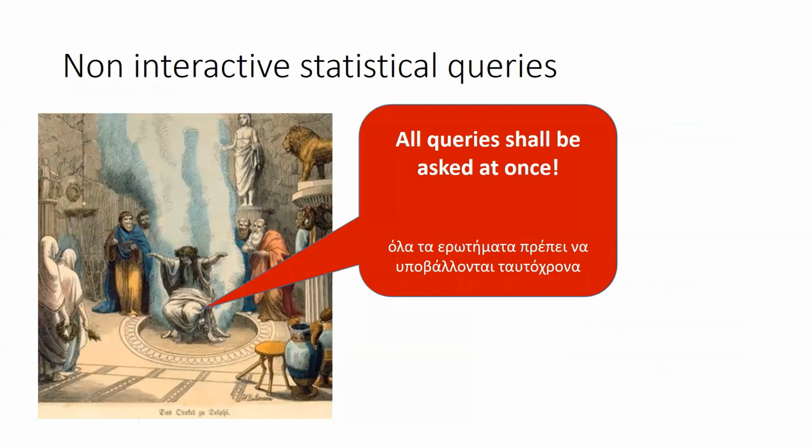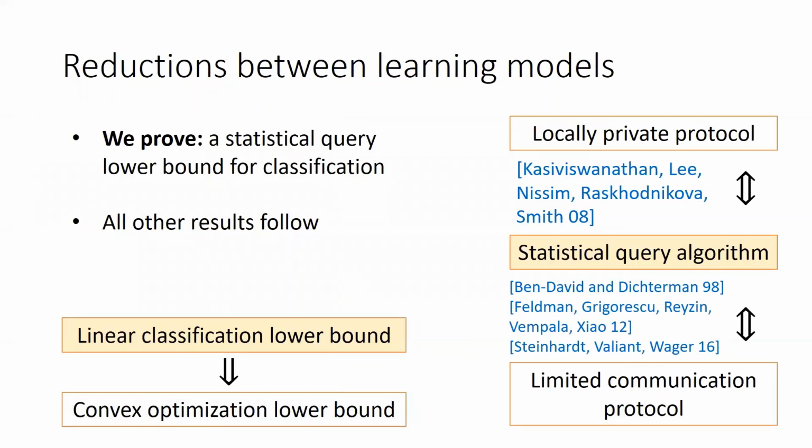And the concept of non-interactivity can also be defined in the statistical query model. Here the algorithm will have to submit all the queries at the same time, and once they are answered, it cannot ask any more queries. Okay, so in this paper, we will just prove a lower bound on linear classification with statistical queries.